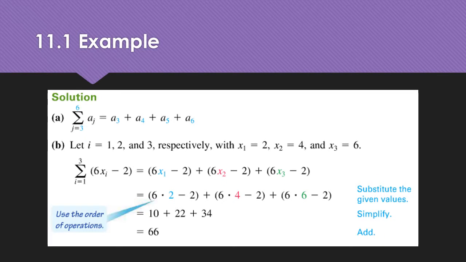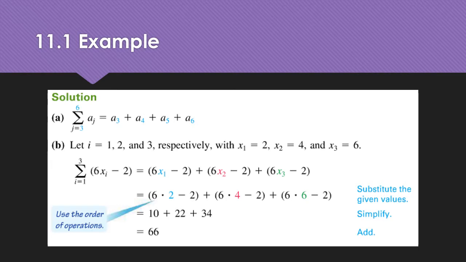Okay, so the first one tells us that we're going to add a sub j from j equals 3 to j equals 6. We really don't know what a is, so we're just going to replace the j with the subscript. So a sub 3 plus a sub 4 plus a sub 5 plus a sub 6.